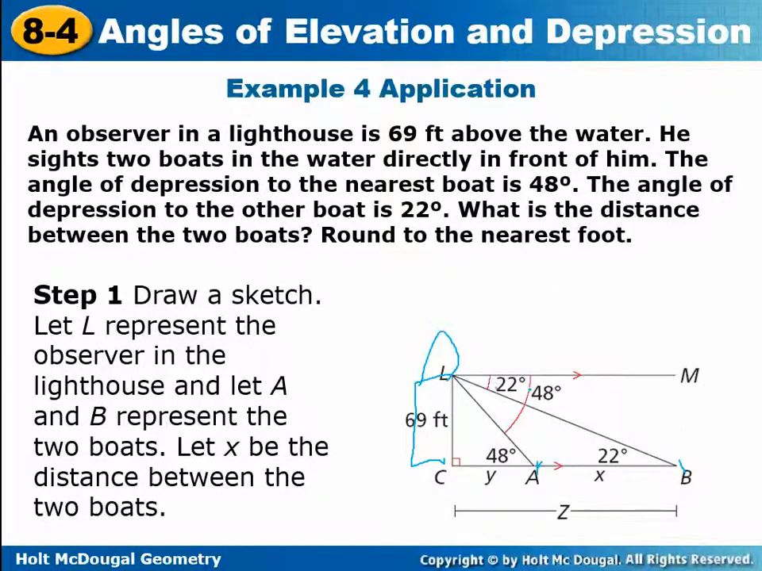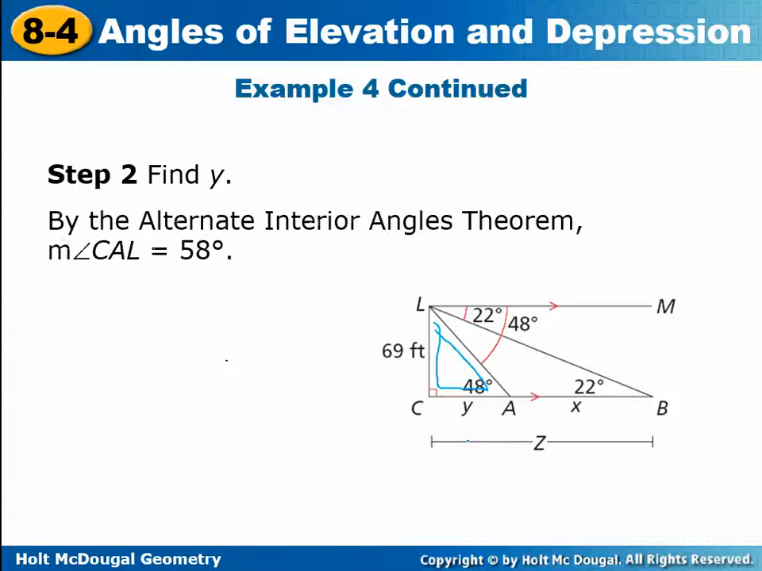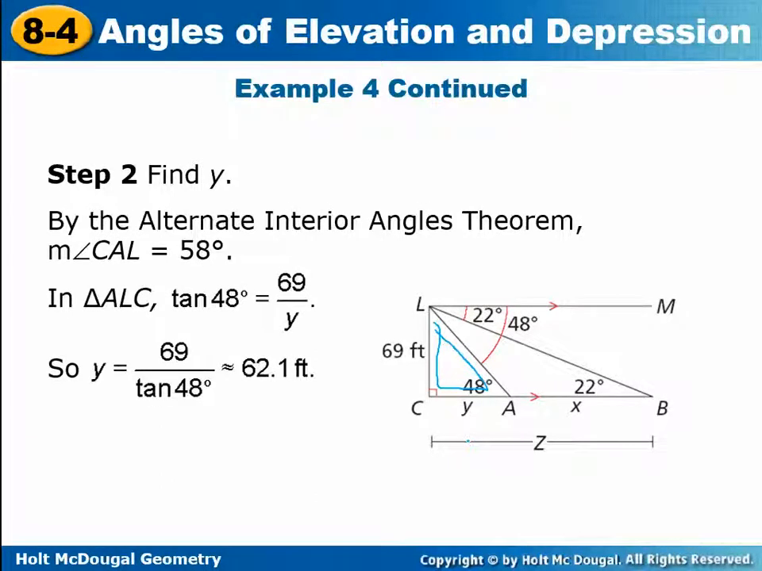Oh, they already marked with alternate interior angles where these angles would be. Because the first one is 22 would go over here, and 48 would go down here. And X is the distance between the two boats. So we can find Y using this triangle here, and using tangent again. And we do that on the calculator. 69 divided by tangent of 48 is equal to 62.1.